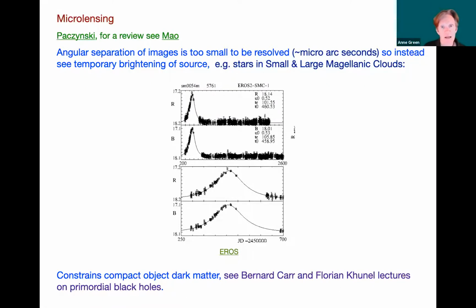And in particular, looking for stars in the small and large Magellanic Clouds, which are satellites of the Milky Way, looking for them being microlensed is a really powerful method of looking for compact objects sitting in the halo of the Milky Way. And this is something that I expect Bernard Carr and Florian Kuhnel will talk about in great detail later in the school, because it's a really useful way of trying to detect dark matter in the form of primordial black holes made in the early universe.